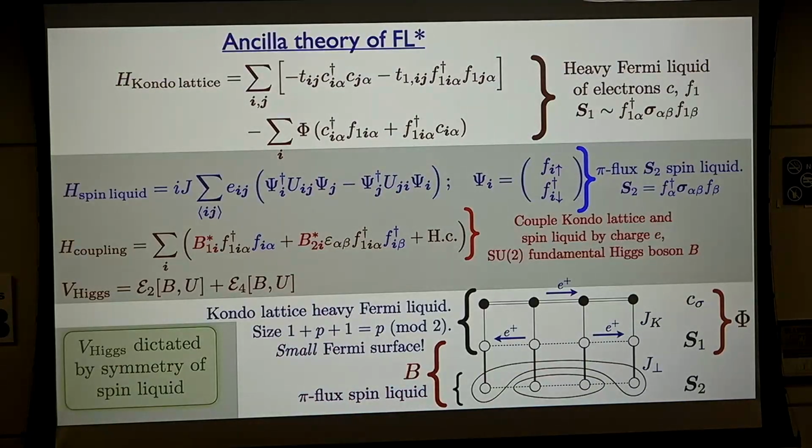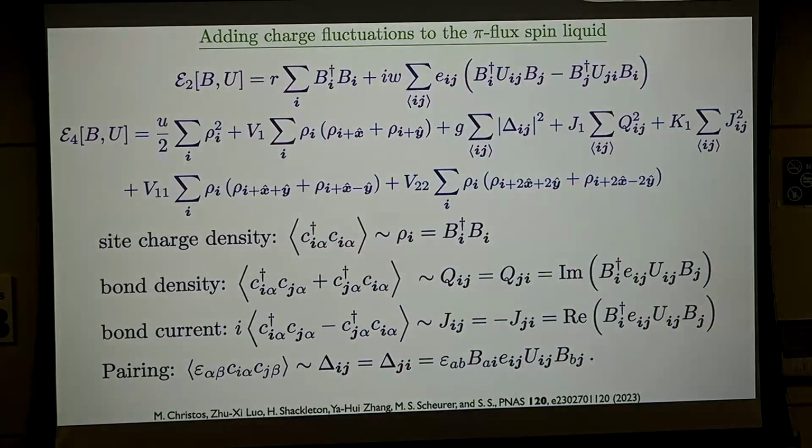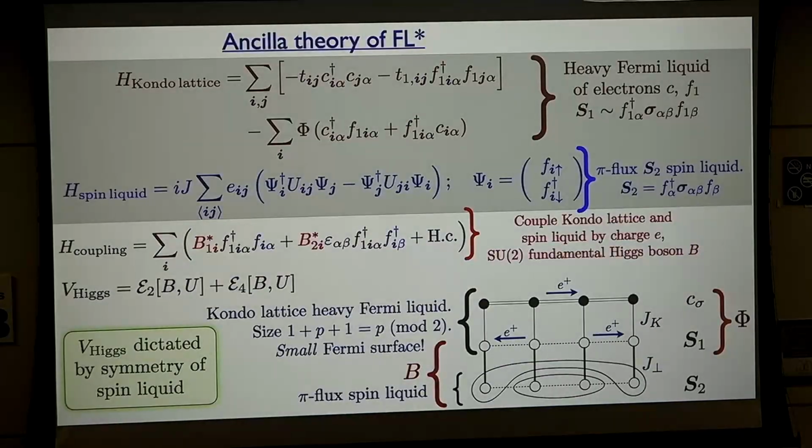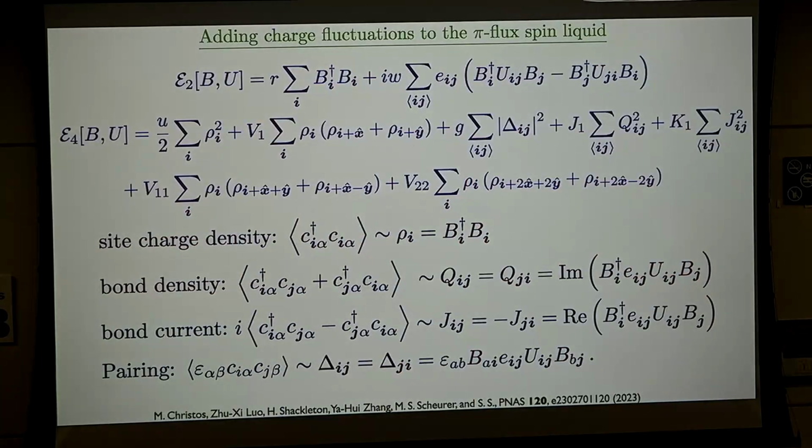So here's your Kondo lattice. Here's your spin liquid, right there. And then you have a J perp. You Hubbard-Stratonovich the J perp. And then you get this coupling, and this is precisely the B I talked about last time, in a very different way, from a single band model. It has the same quantum numbers and the same symmetry properties.